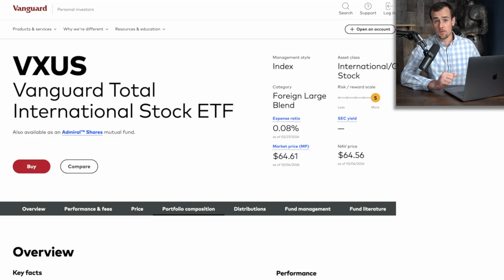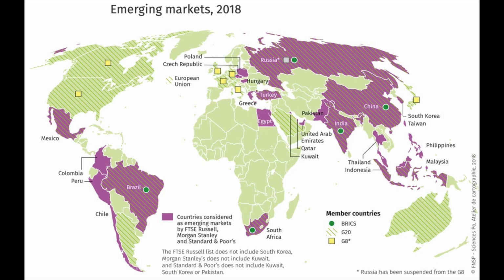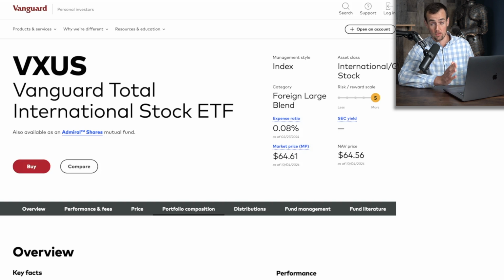Now, how this differs from something like VEA, for example, the fund that we looked at earlier, is that this fund provides you with exposure to both developed and emerging global markets, whereas the previous fund was strictly developed markets. Emerging markets are areas that are transitioning from developing nations to a developed nation, and one example of that would be Brazil as a country which is an emerging market. So there is a little bit more risk in those markets, but there's also a greater return potential.